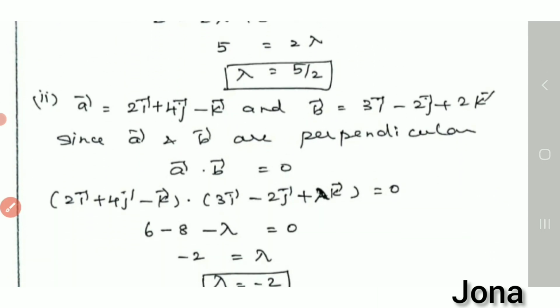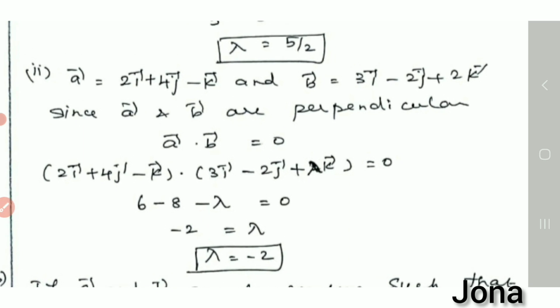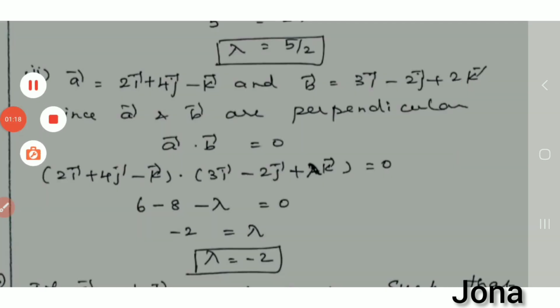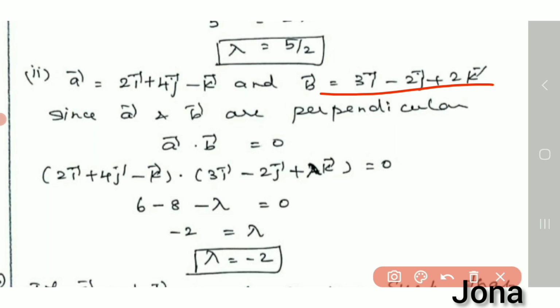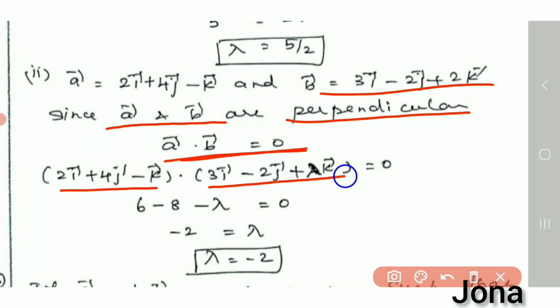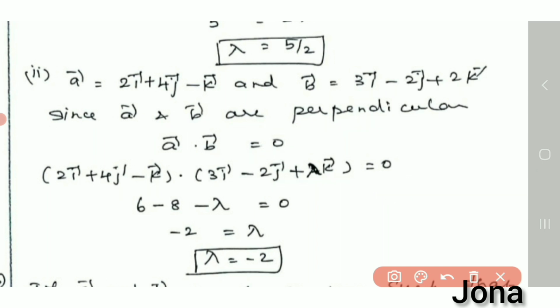In the second division, we have vector a is 2i plus 4j minus lambda k and vector b equal to 3i minus 2j plus 2k. Here it's given clearly a and b are perpendicular vectors, that implies a dot b equal to 0. Vector a is here and vector b is here, which is equal to 0. So a dot b, we have to do the dot product.